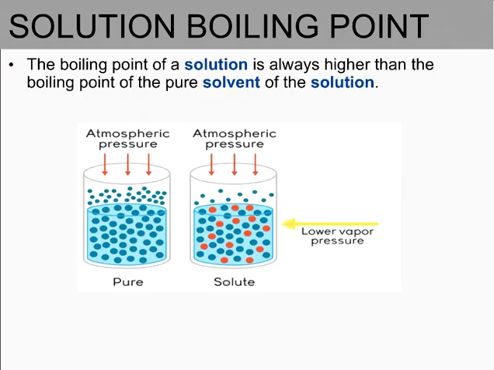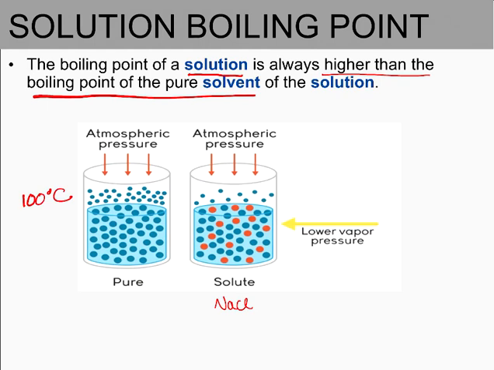So the boiling point of a solution is always higher than the boiling point of the pure solvent. So let's say that we have pure water and we have a sodium chloride solution. So let's say we have NaCl in that second beaker. If we start heating both of the beakers at the same time, the water will start boiling first. So water will boil at 100 degrees Celsius.